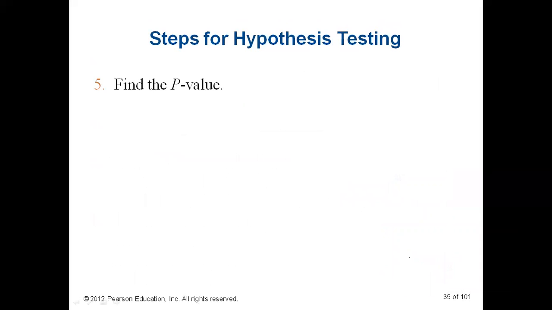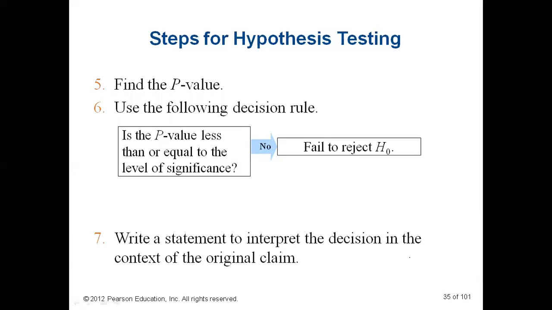Steps for hypothesis testing. Find the p-value. We compute the p-value of that test statistic Z0. Then use the following decision rule. If the p-value is less than or equal to the level of significance alpha, then we reject the null hypothesis. If the p-value is greater than the level of significance, then we fail to reject the null hypothesis.